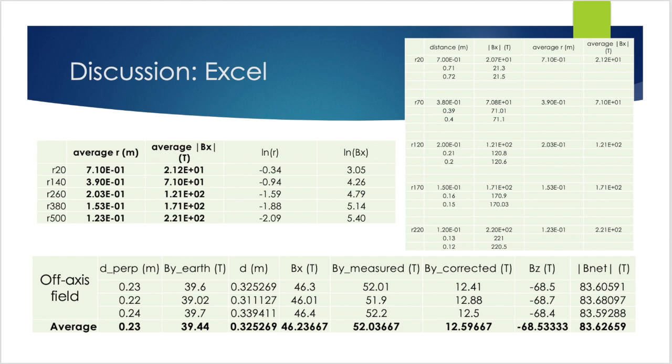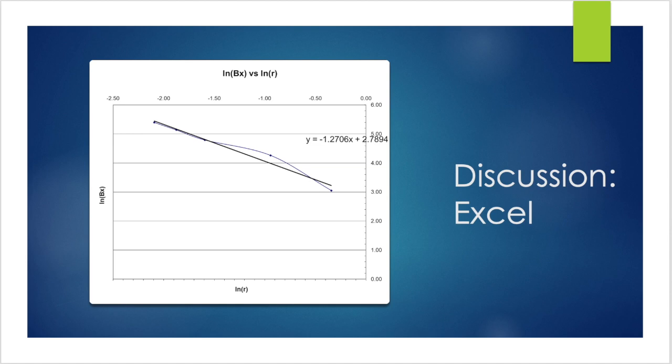This is the graph that I got from the Excel document, and it shows a very linear relationship between the natural log of the magnetic field x component and the natural log of the distance between the magnetometer and the magnet. So it shows this very linear relationship between the two.